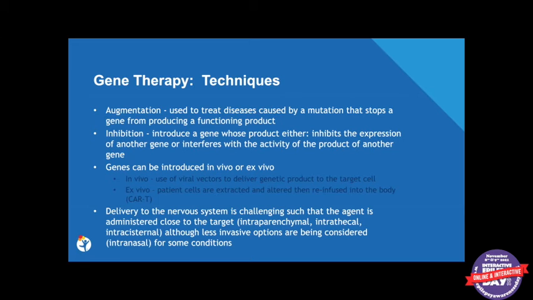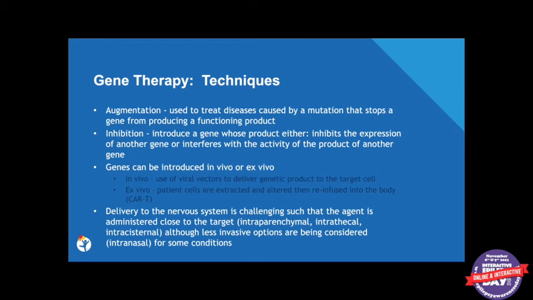We can introduce new genes, and that can be done either into the body by the delivery of a gene packaged inside a viral vector, typically adenovirus, to get to the target cell, or ex vivo, where patient cells are extracted from their body. They are altered with this technology and then infused back into the body. And you may have heard of that in CAR T therapy, which is being used as immunomodulatory therapy for cancer in many situations, especially lymphoma.